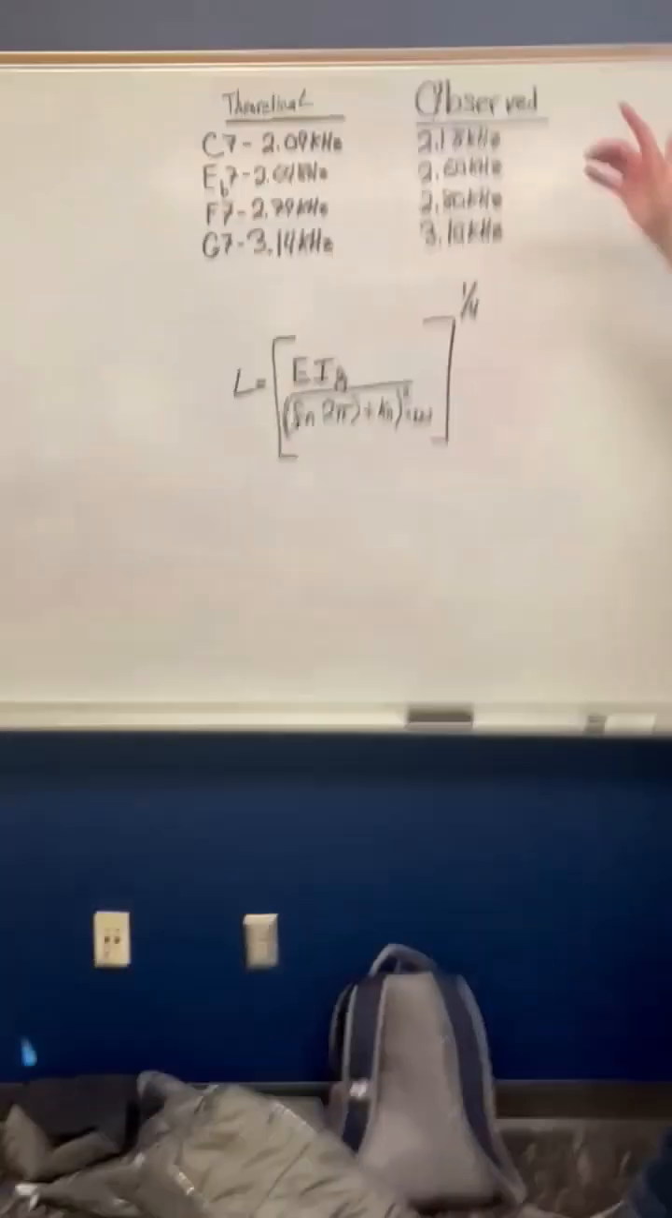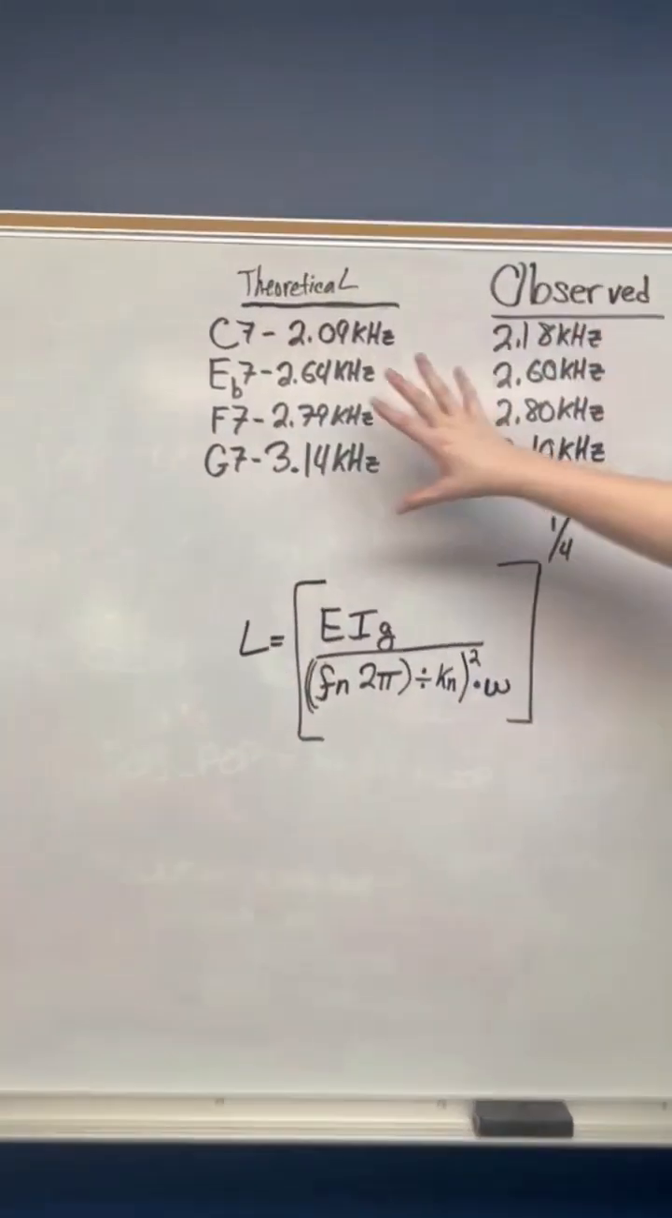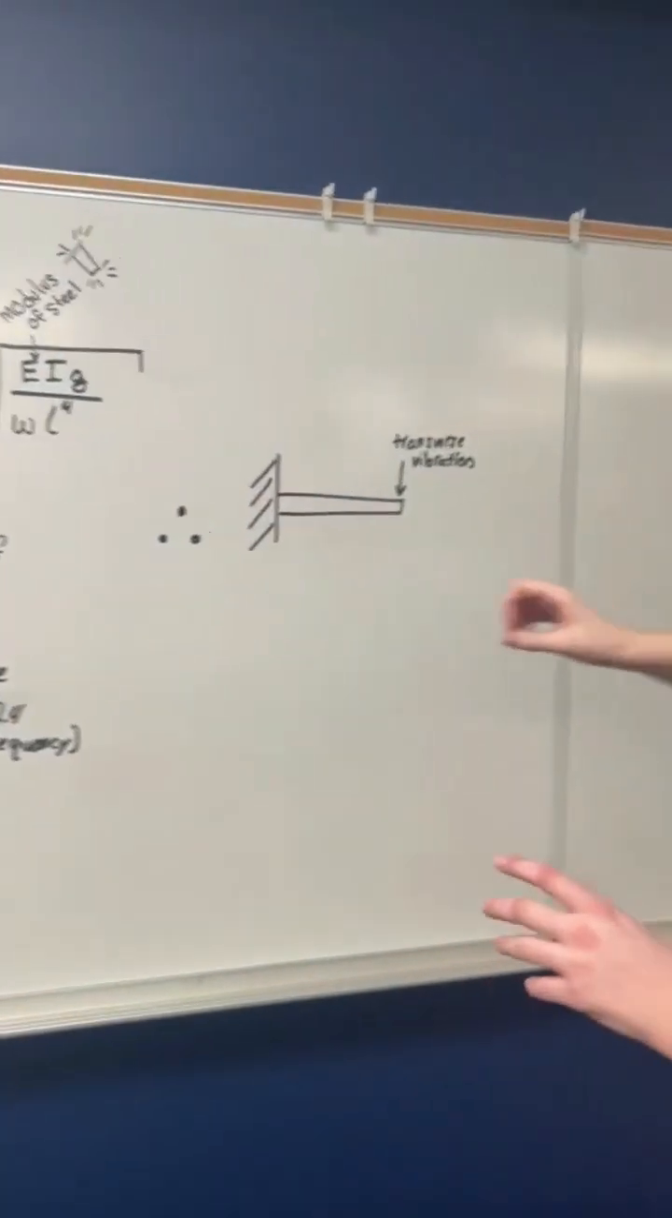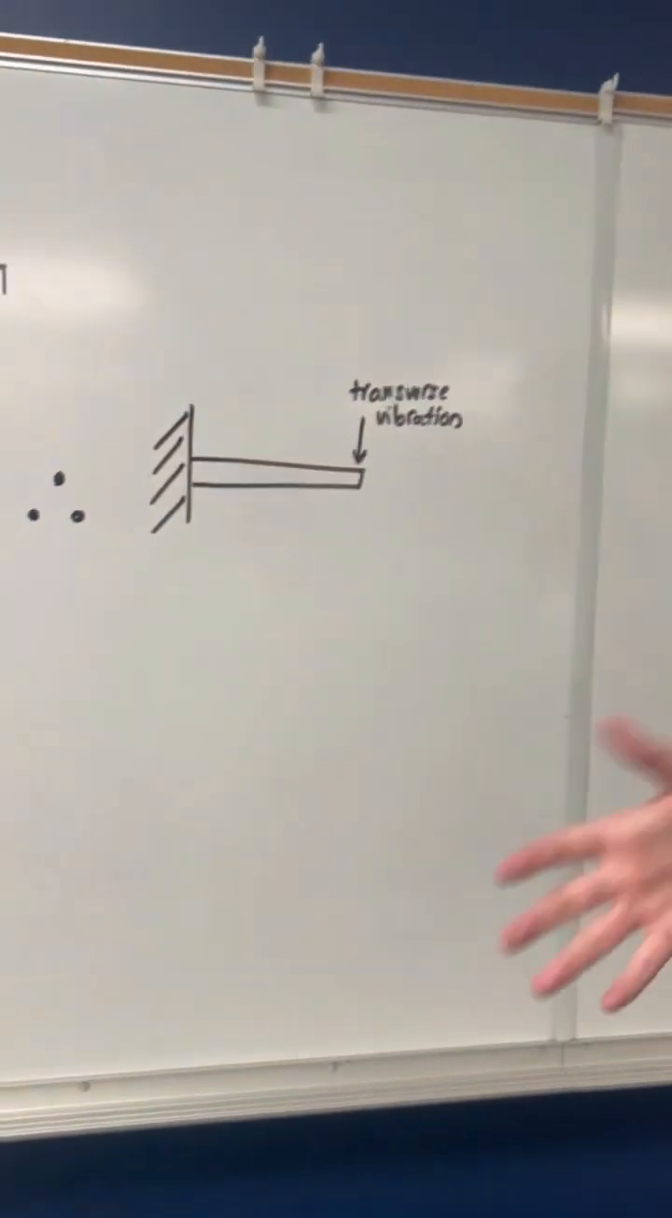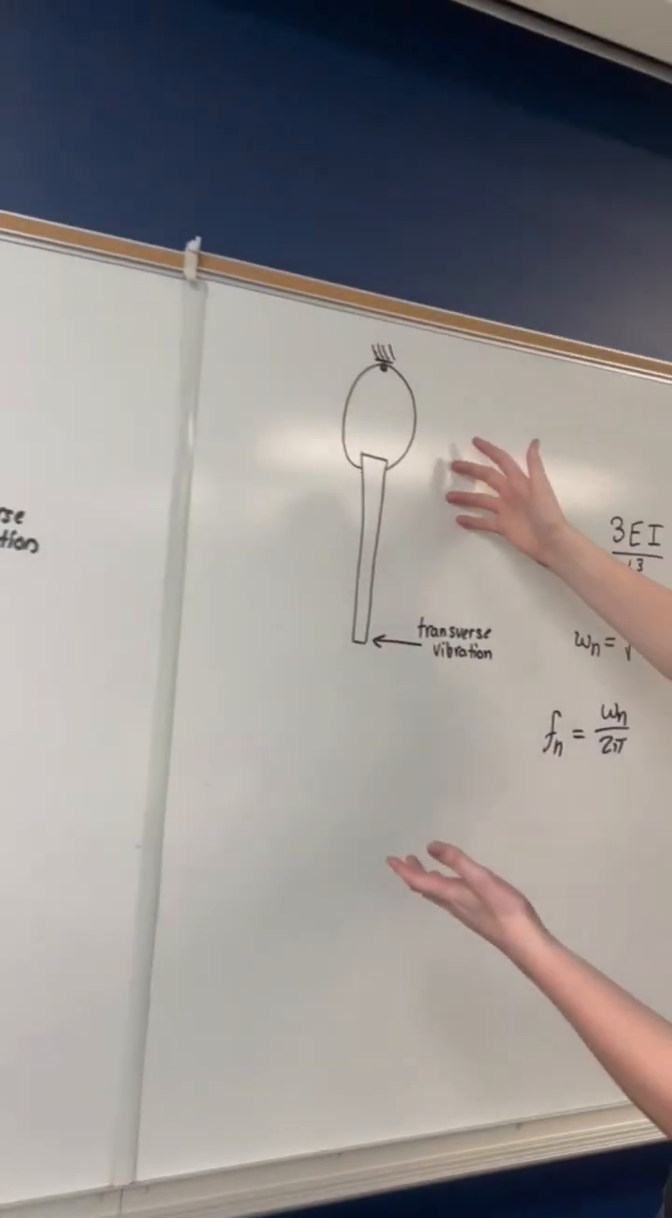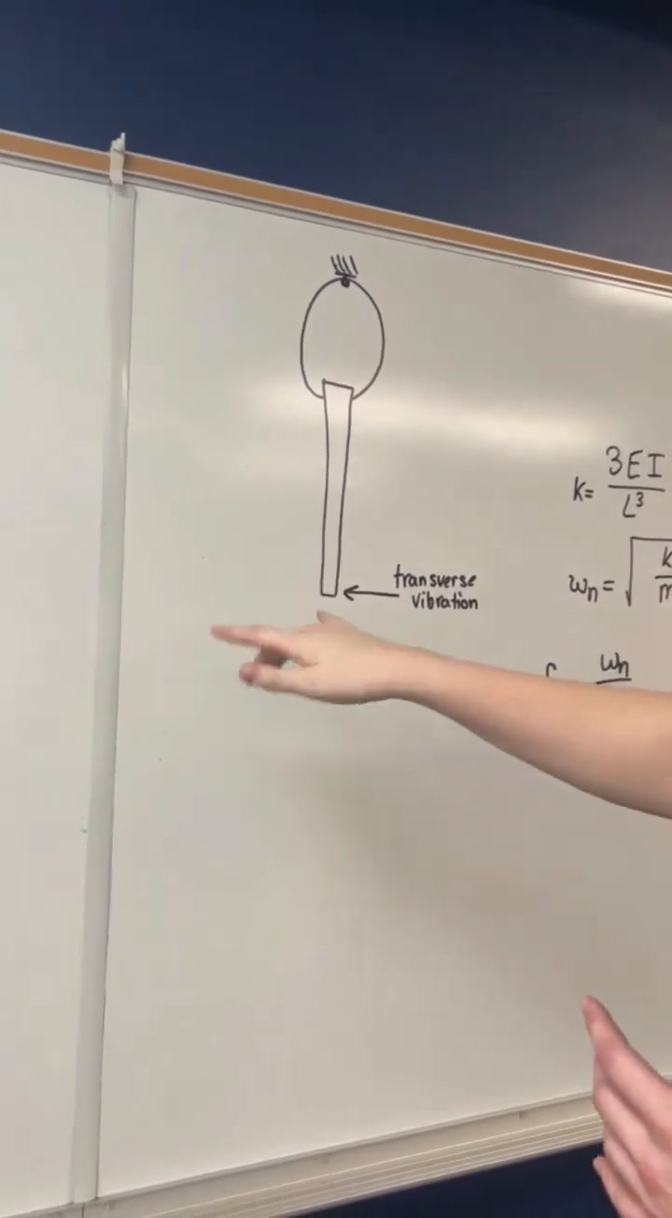So in the experiment we just showed you, we got all of these values. But what is the theory behind this? Well, first off, we need to look at the parts that we made. They are experiencing transverse vibration.